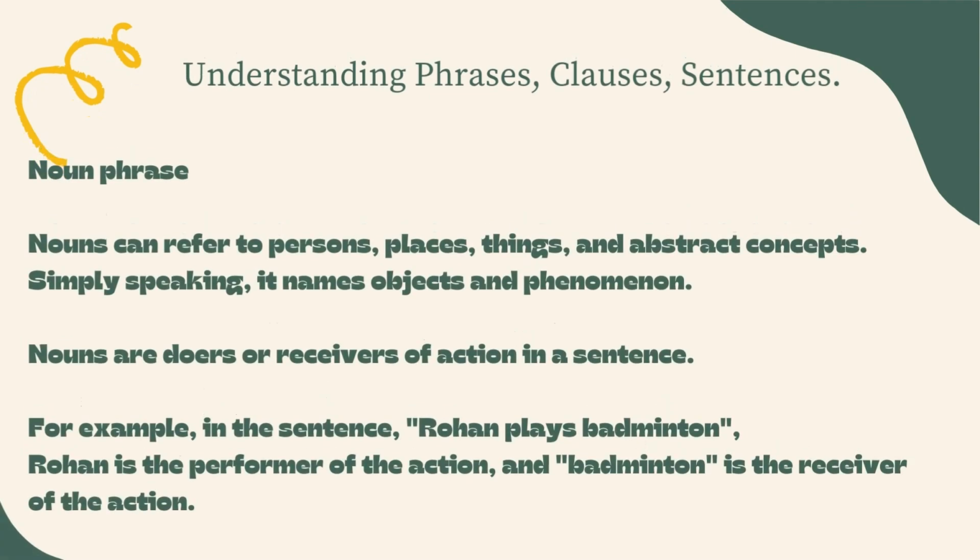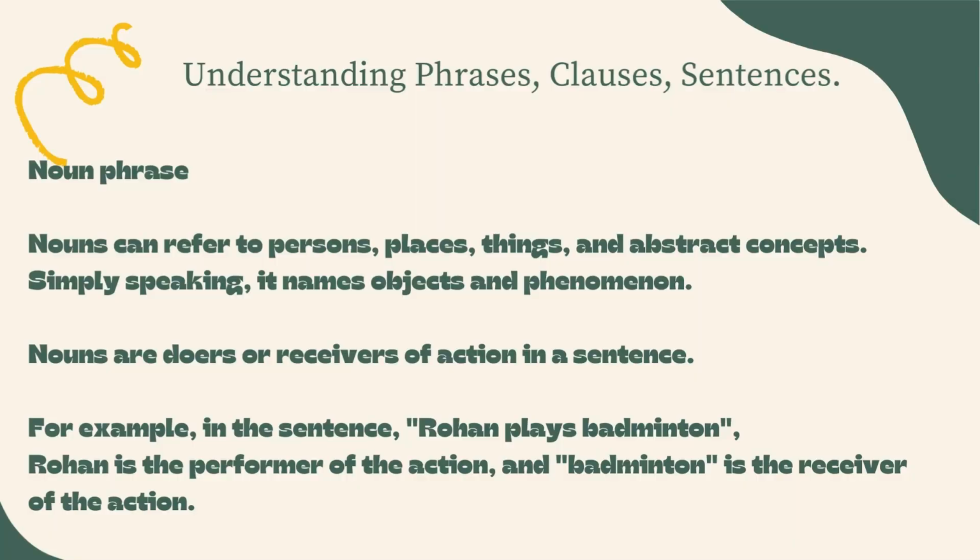Now, noun phrases. Nouns can refer to persons, places, things, and abstract concepts. Simply speaking, it names objects and, well, phenomena. Nouns are doers or receivers of action in a sentence. So this is important because it is very important to remember that the words that we'll have in our subject and object position will always be a noun or a noun phrase.